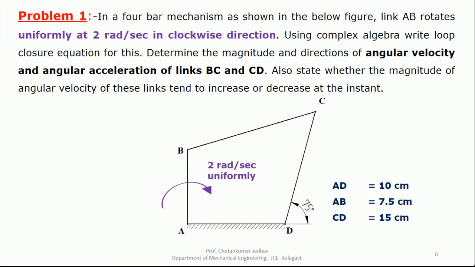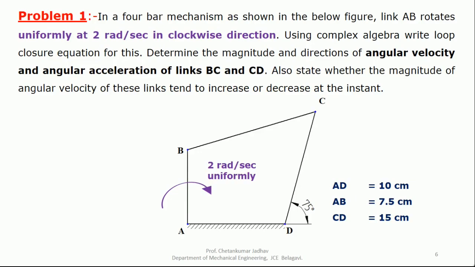Students, let me begin with problem number 1. In a 4-bar mechanism as shown in the below figure, link AB rotates uniformly at 2 radian per second in clockwise direction. Using complex algebra, write the loop closure equation for this, and also determine the magnitude and directions of angular velocity and angular acceleration of links BC and CD. Also state whether the magnitude of angular velocity of these links tends to increase or decrease at that instant.